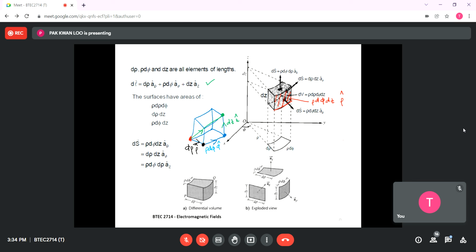And the differential volume, dv, is just rho d rho d phi dz.